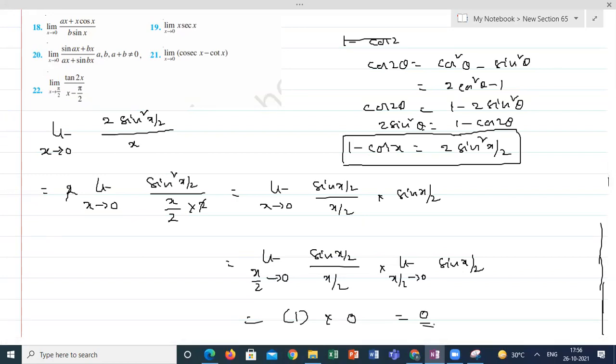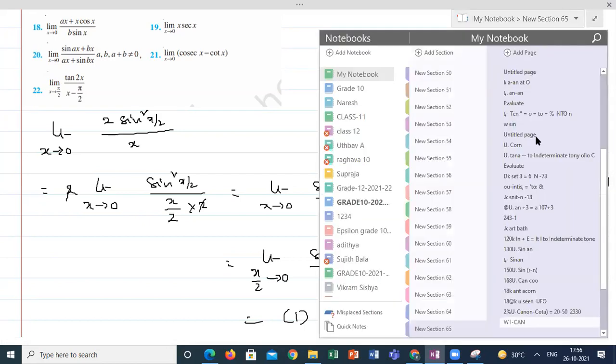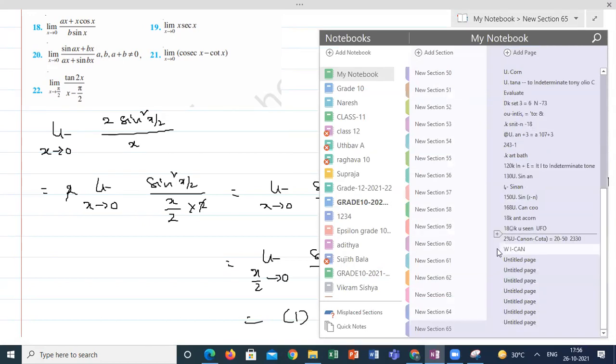Is it clear? That expression together we can use as a formula. Anywhere if you are getting (1 minus cos x) by x, where x tends to 0, the answer is 0.